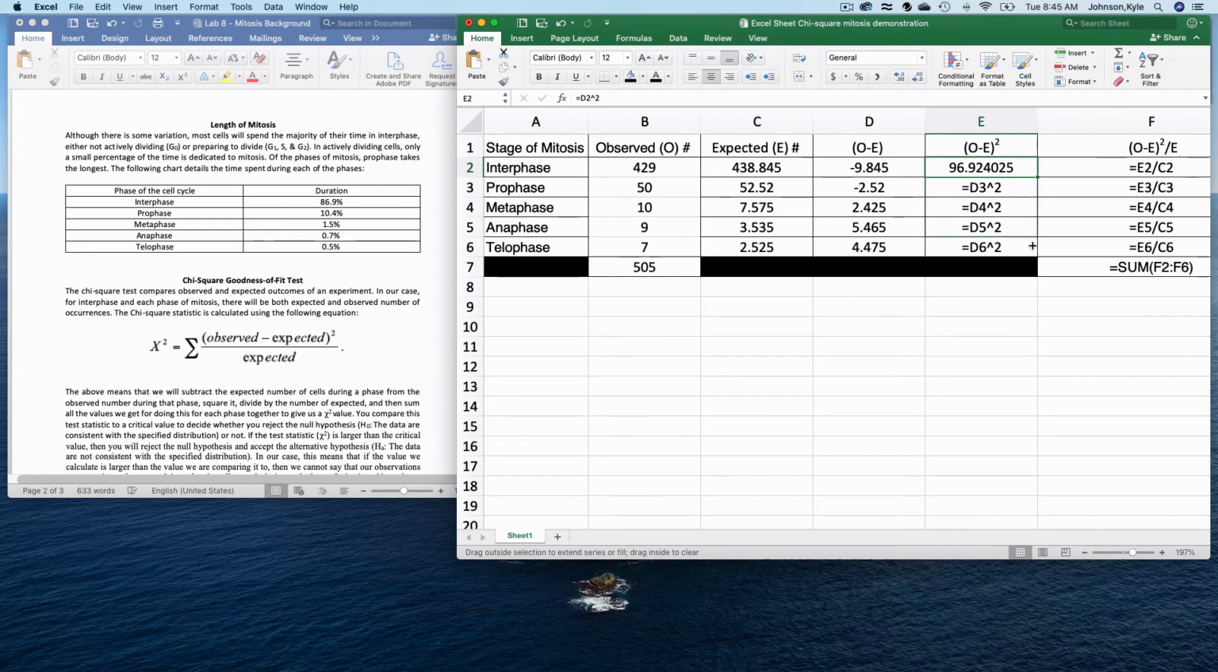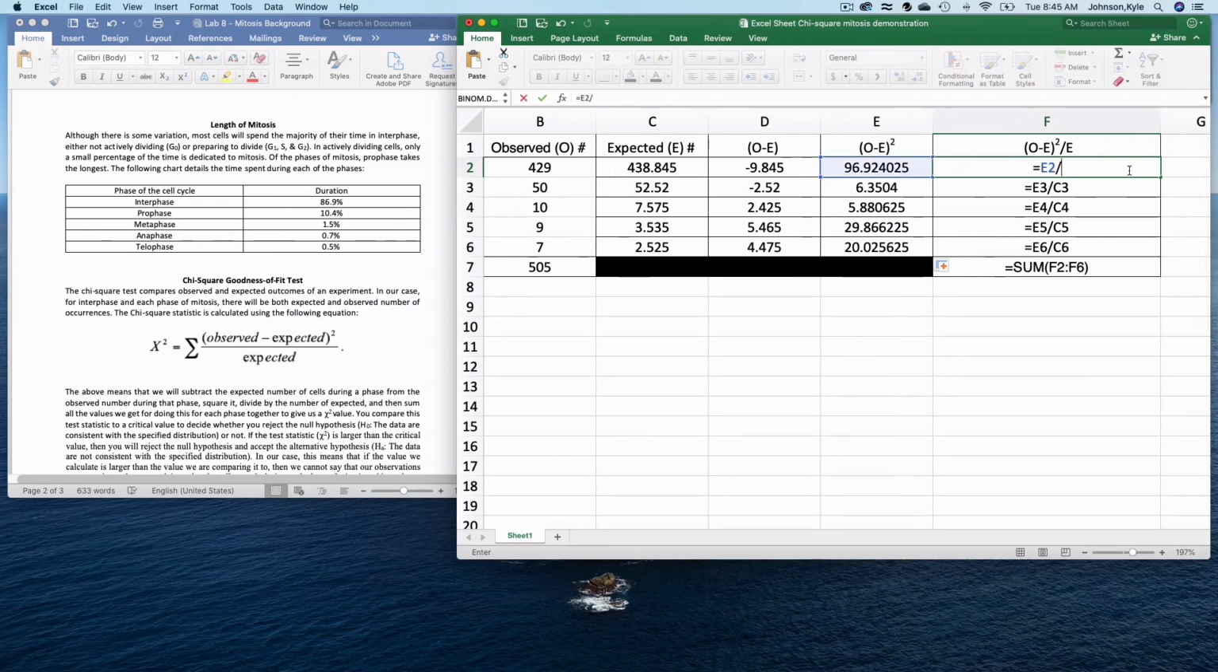And then we're going to select all of these, and then finally we got to divide by the expected. So I'm going to type in equals E2 divided by the expected number over here, press enter. And I'm going to do that for all of them. And ultimately, I need to sum that number up, equals sum of all of these. And I end up with a chi-squared value of 17.497, or 17.50 would be what I would round it to.